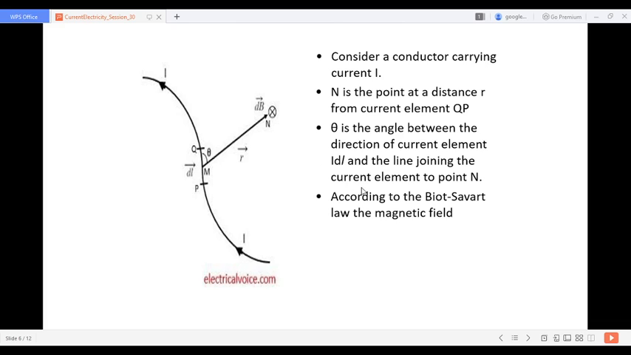Then, according to Biot-Savart's law, the magnetic field produced at the point N is found to be directly proportional to the current flowing through the element. That is, del B is proportional to I. It was found that the magnetic field del B is directly proportional to length of the current element, that is, del B is proportional to dl.